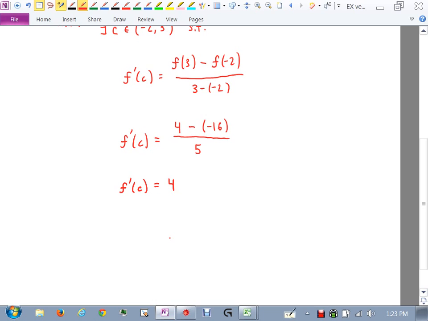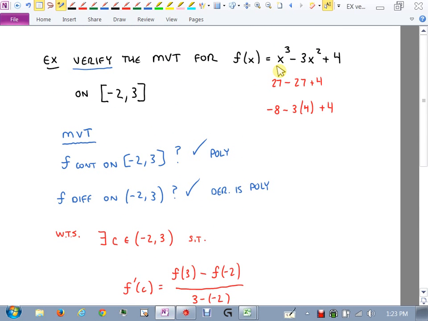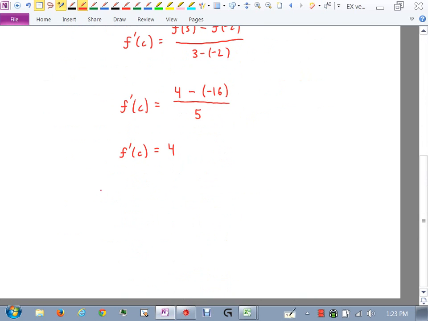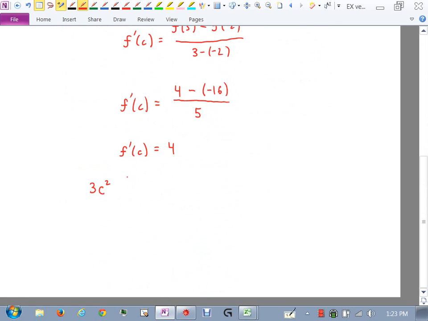So at this point, can you just tell me what the derivative of this function is if I plug c into the derivative? So what's the derivative of this function? 3x squared minus 6x. But replace your x's with c's. So 3c squared minus 6c. That's the derivative, but just replacing the x's with c's. Yes? I need that to be equal to 4. That's what I need, right? And now this is a quadratic equation.